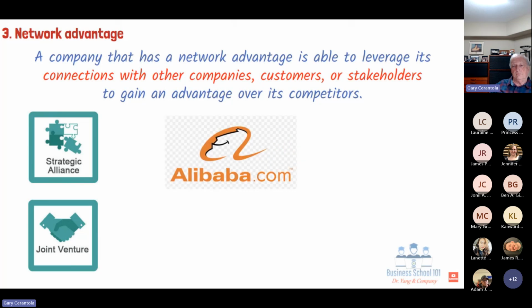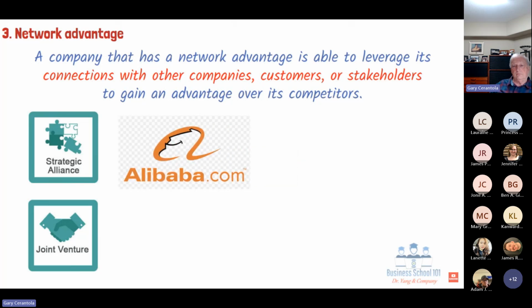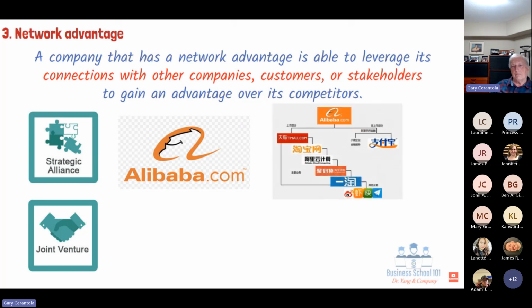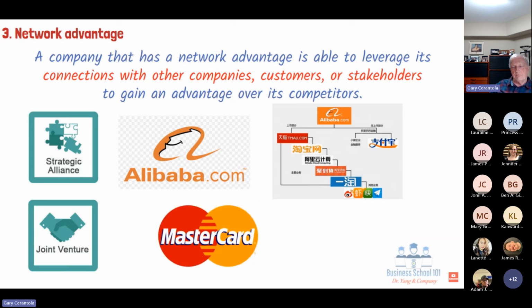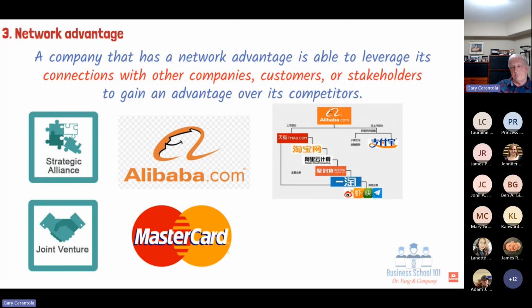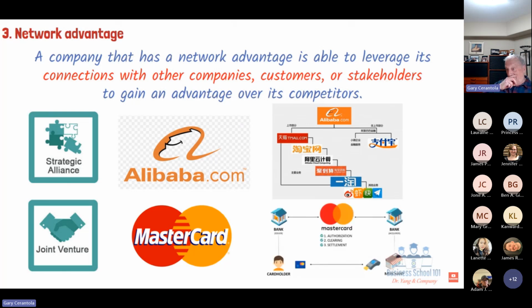First, Alibaba. Alibaba has achieved network advantage by building strategic partnerships and alliances with other companies in the e-commerce industry. Alibaba's partnerships have allowed it to access new markets and technologies, as well as expand its customer base. By leveraging its network, Alibaba has been able to achieve a dominant position in the Chinese e-commerce market. Second, MasterCard. MasterCard has achieved network advantage through its extensive network of partnerships and alliances with banks, merchants, and other stakeholders in the payment industry. By working closely with its partners, MasterCard has been able to expand its reach and offer innovative payment solutions to customers around the world.